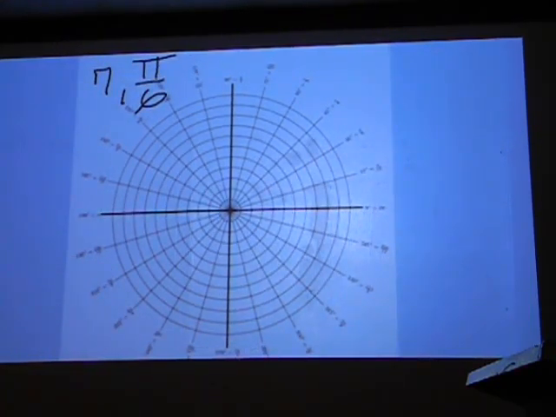Okay, now we have to go to pi over 6, which is going to represent what degree marking? 30 degrees, yeah, so we're looking at this one here, and we need to go out 7. So it's going to be 1, 2, 3, 4, 5, 6, 7. Right there is the dot.